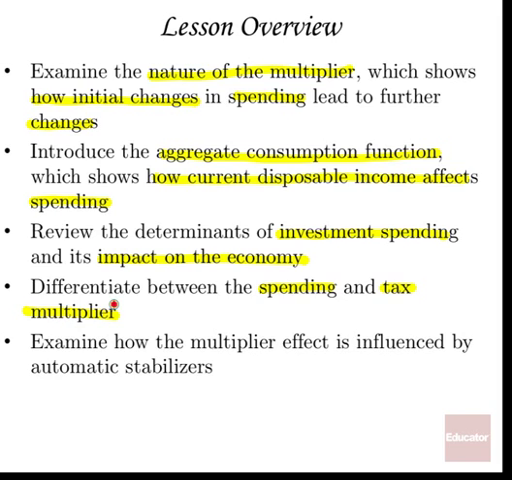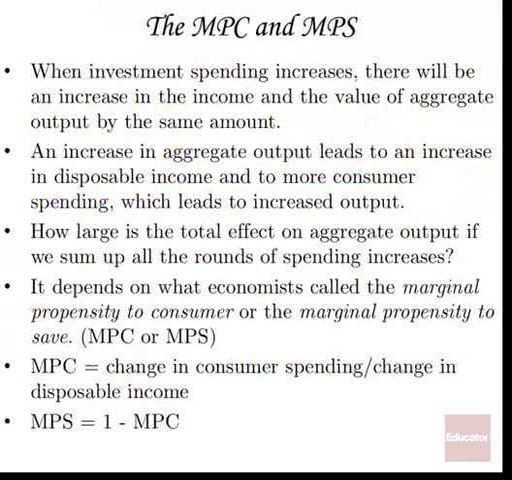So what's better, lower tax rates or increased government spending? We're going to go ahead and examine that. And finally, we're going to examine how the multiplier effect is influenced by automatic stabilizers. So what automatic stabilizers make it such that there's kind of balance in fiscal policy. So let's go ahead and jump into it.